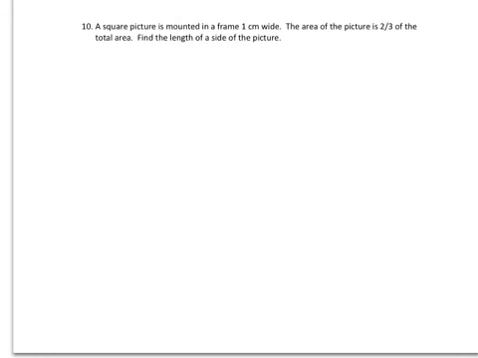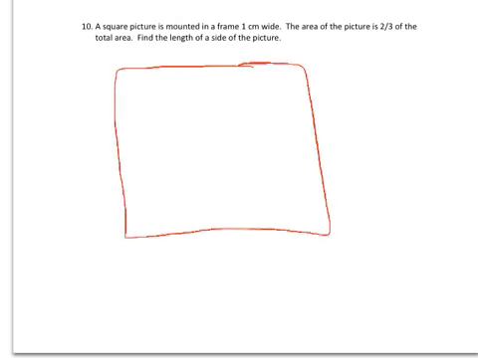Okay, so what we want to do is take a square picture mounted in a frame 1 centimeter wide. So you're going to have a square, and inside this square you're going to have a picture, and it squeezes in here like this. And when you're looking at it, you're going to have 1 centimeter edges. All these edges are 1 centimeter.